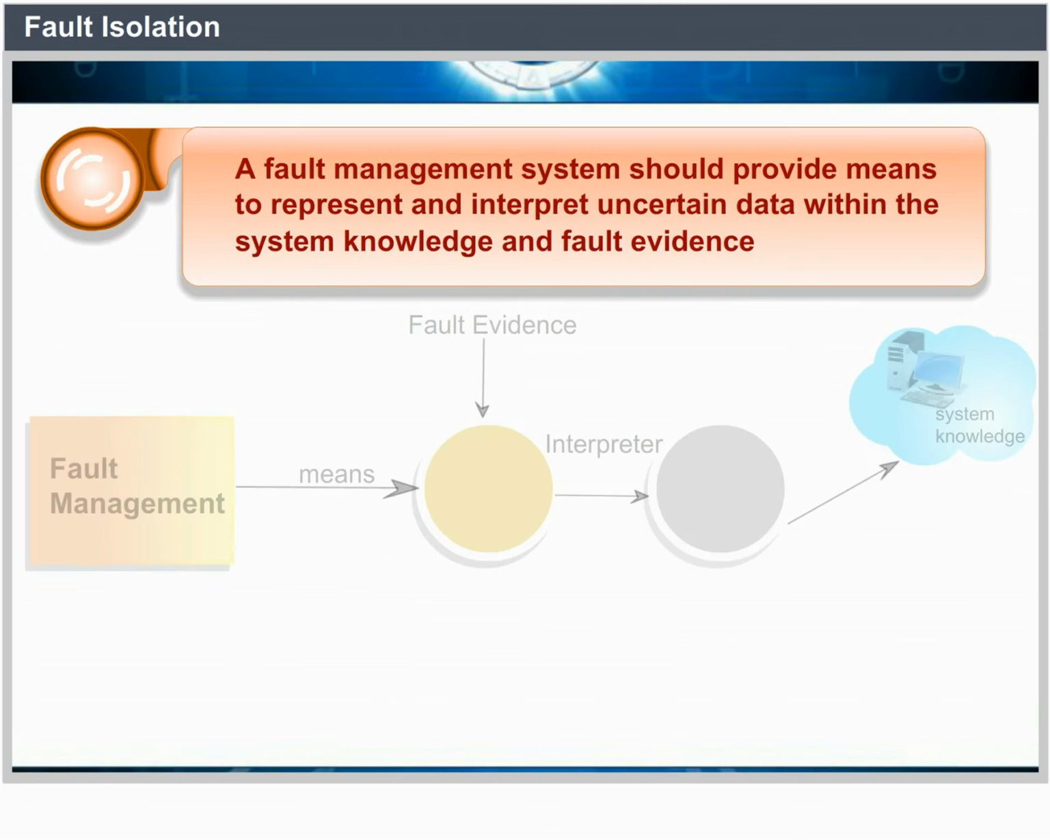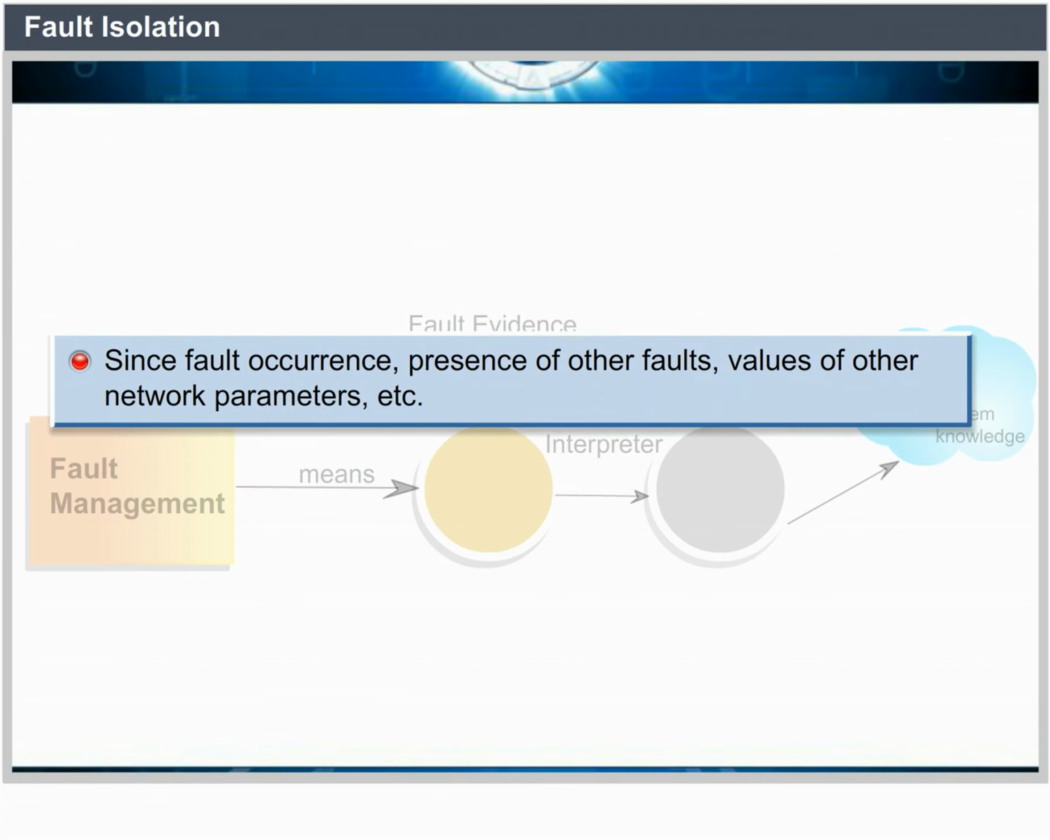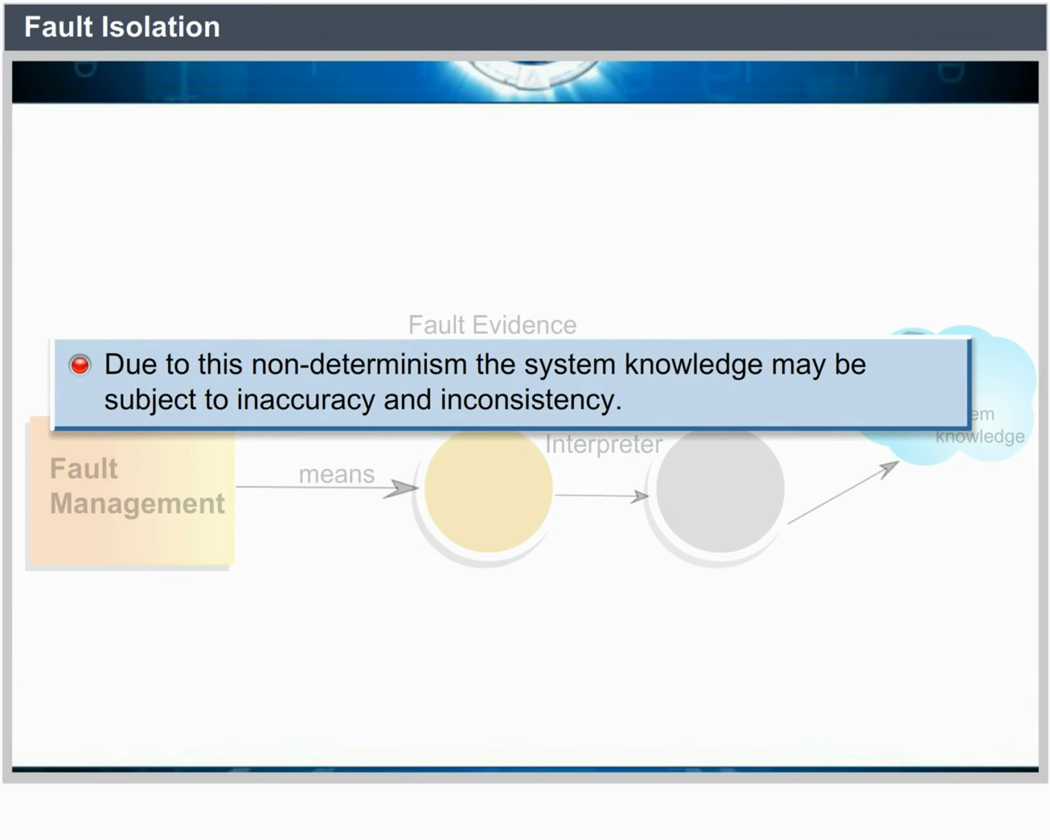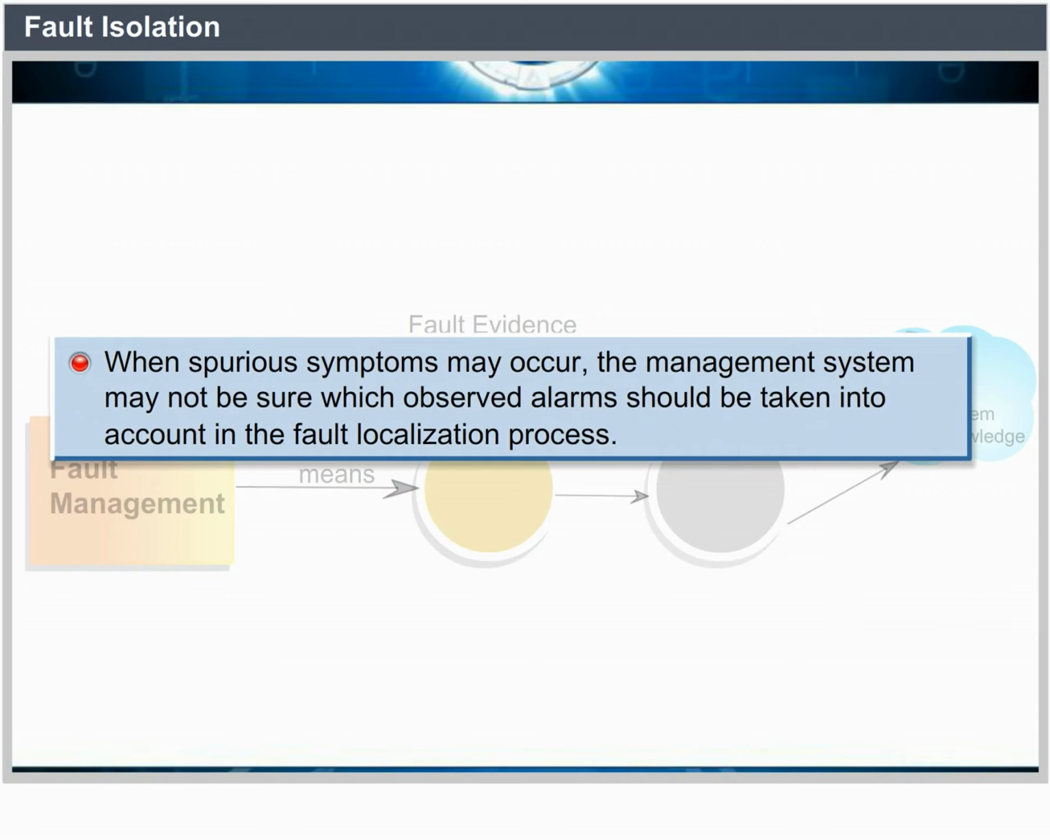A set of alarms generated by a fault may depend on many factors such as dependencies among network devices, current configurations, and services in use, since fault occurrence, presence of other faults, values of other network parameters, etc. Due to this non-determinism, the system knowledge may be subject to inaccuracy and inconsistency. Fault evidence may also be inaccurate because of spurious alarms, which are generated by transient problems. When spurious symptoms may occur, the management system may not be sure which observed alarms should be taken into account in the fault localization process.